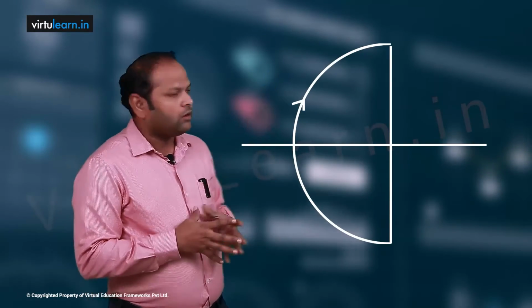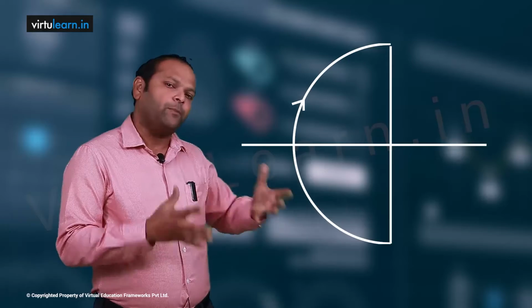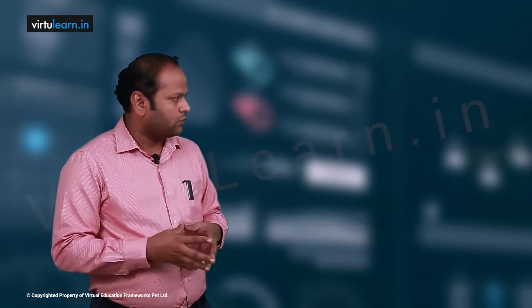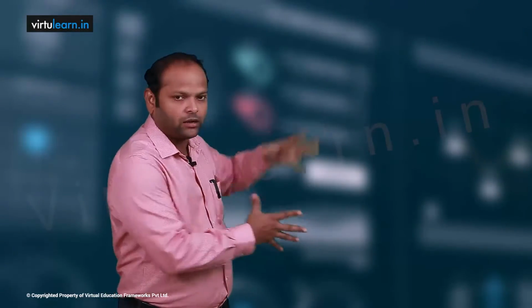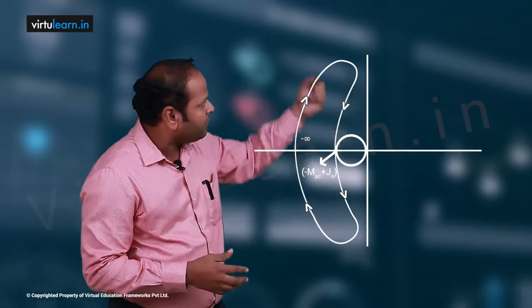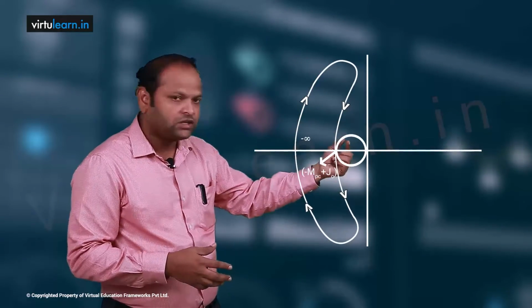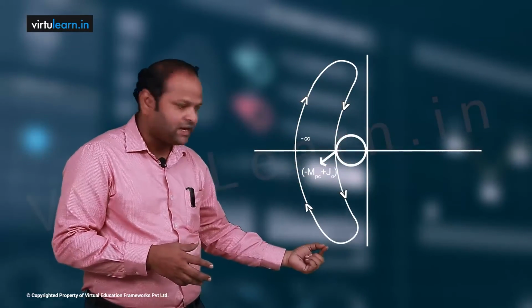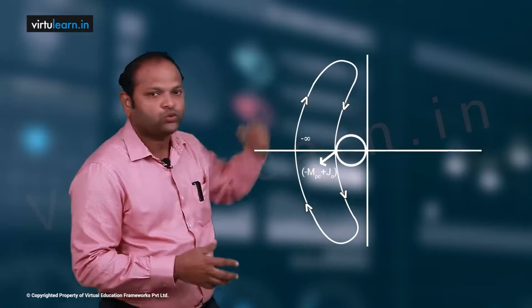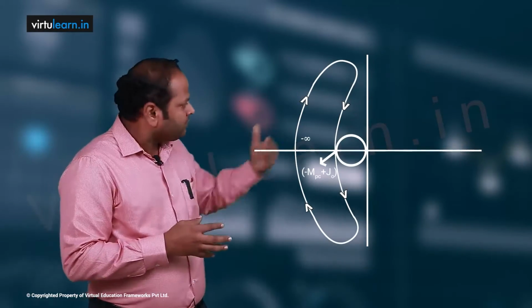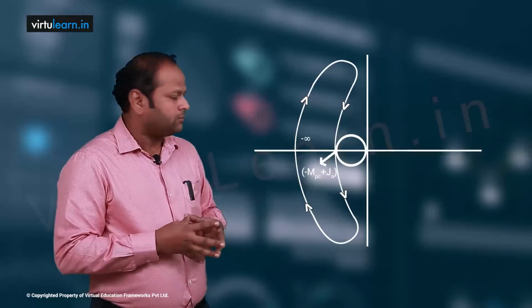Right, so all 4 paths are available. When you combine them, you will get the Nyquist plot. What will be the Nyquist plot? You can see here. We have minus 270 to origin, and origin to again minus 90, and minus 90 to again minus 270. This is the complete Nyquist plot.